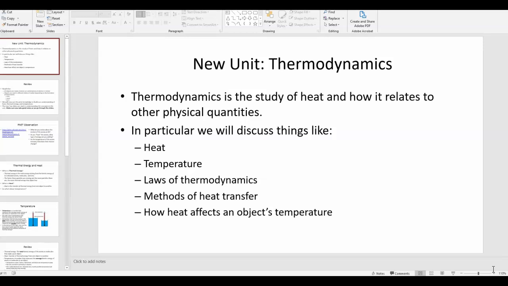Relatively speaking, this is a pretty simple, straightforward unit. There's not a ton of calculations in this unit, but there are more conceptual things, and there are vocabulary terms that you need to know and definitions you need to know and concepts you need to understand. There are still going to be some equations, but only a couple of equations. It's going to be more conceptual and understanding type things. So just keep that in mind.